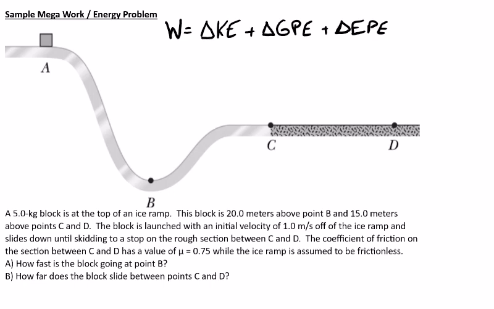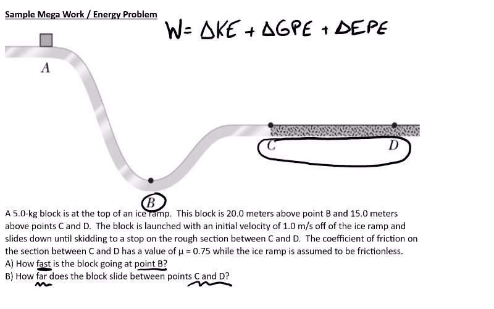So I've got two parts to this. One, I'm trying to figure out how fast this block is going to be going at point B, which is right here. And the other is we're going to try to figure out how far the block is sliding between points C and D. That's going to go from C to D over here, so we're going to see if we can go after this.